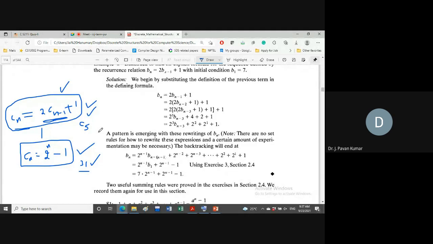So this has an advantage over the recursive formula with respect to the sequence. In other words, whatever recurrence relation we have, if we calculate the explicit formula from that recurrence relation, that gives us the advantage of finding the nth element directly. This is what we have seen.